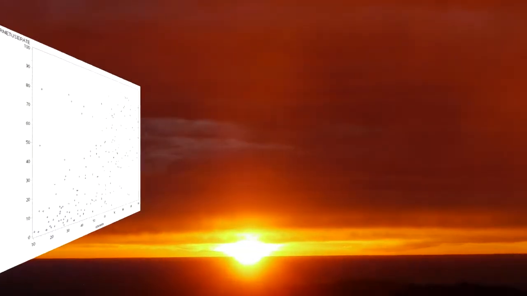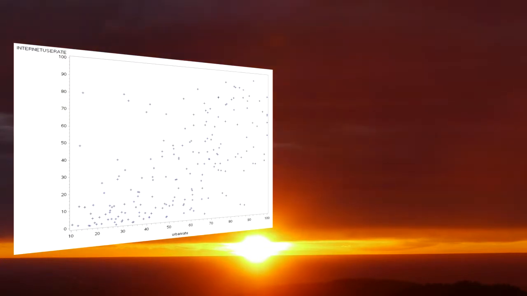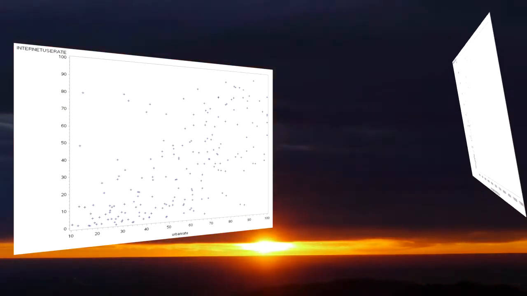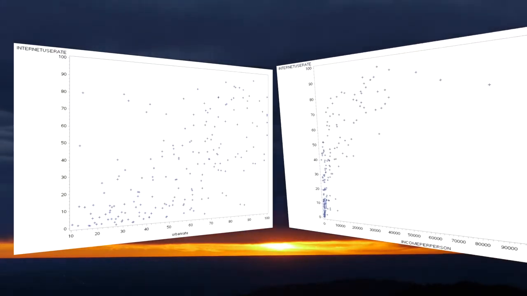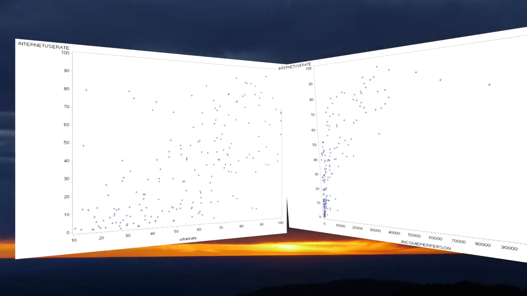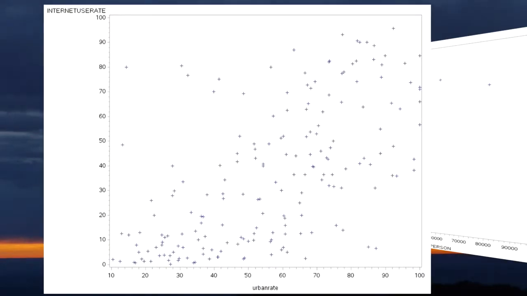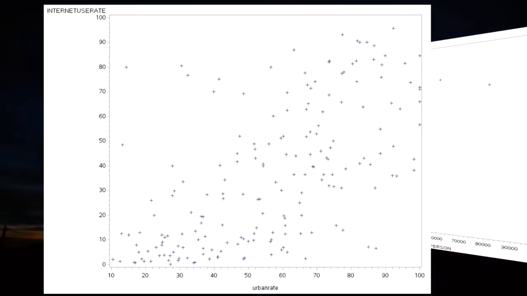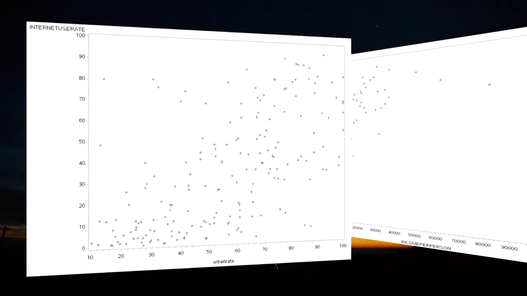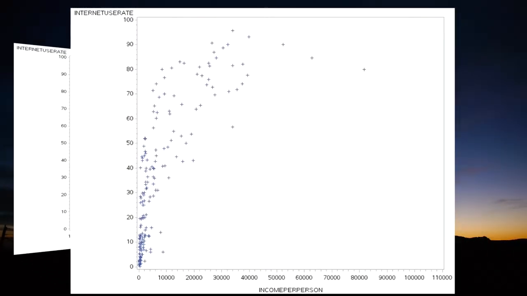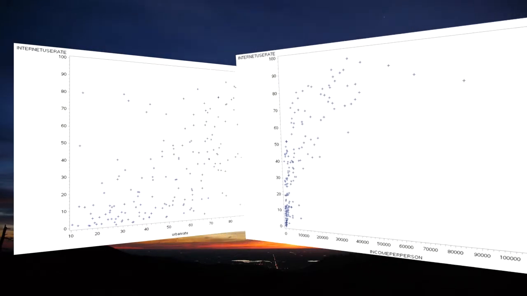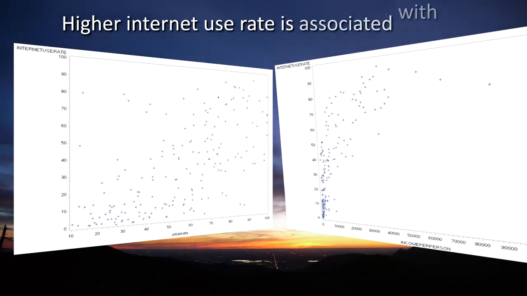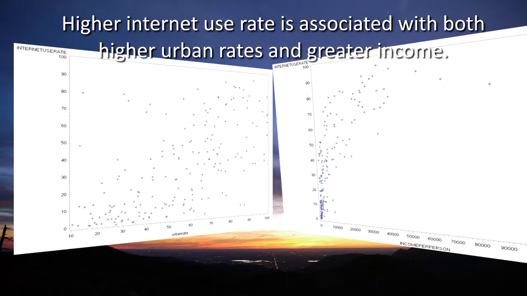To demonstrate how to request a correlation coefficient in SAS, let's go back to the scatterplots we created for some of the gapminder variables. We use these scatterplots when visualizing the association between two quantitative variables. The first scatterplot shows the rate of internet users by the rate of the country's population living in urban settings. The second shows the rate of internet users by income per person. From looking at the scatterplots, we can guess the associations are positive. That is, a higher internet use rate is associated with both higher urban rates and greater income.